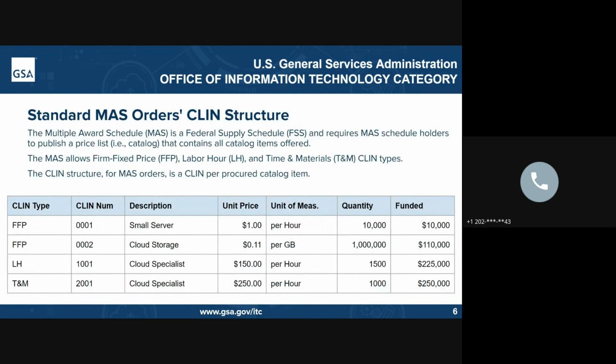So Jonathan, on the last slide, you talked about setting the stage, setting the baseline by looking at standard MAS order CLIN structure first. Why don't you talk us through that? All right, thank you, Barry. Yes, definitely, let's look at how things are done traditionally.